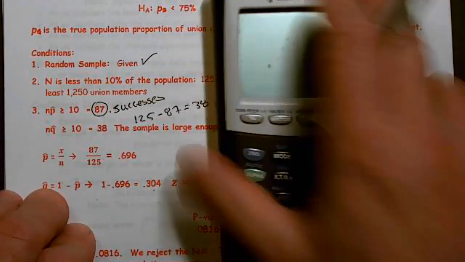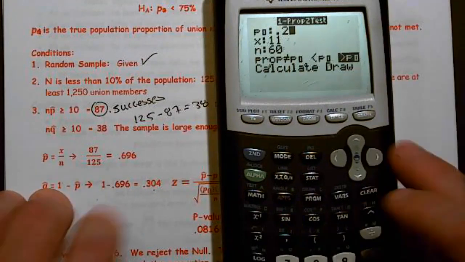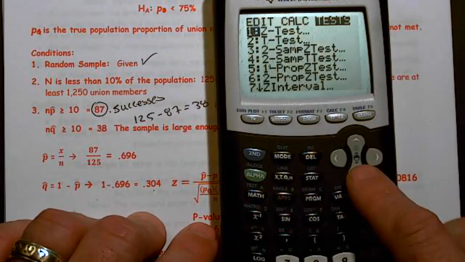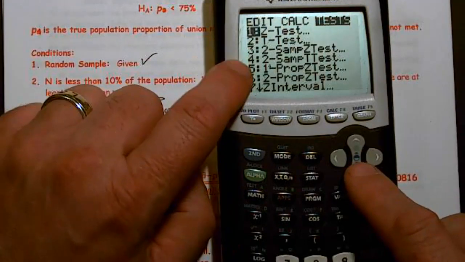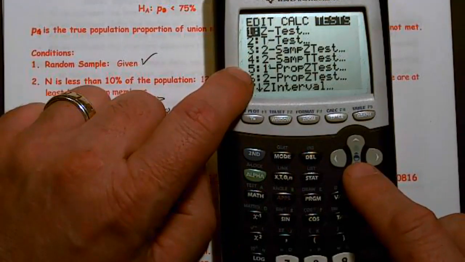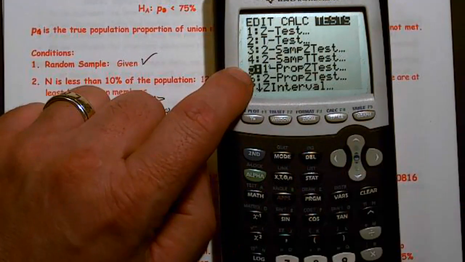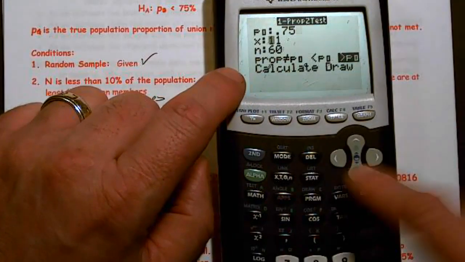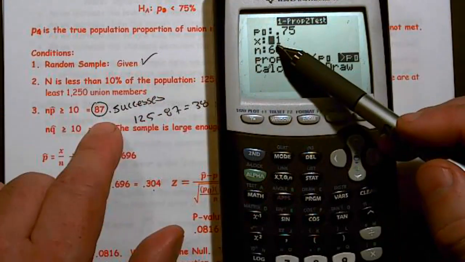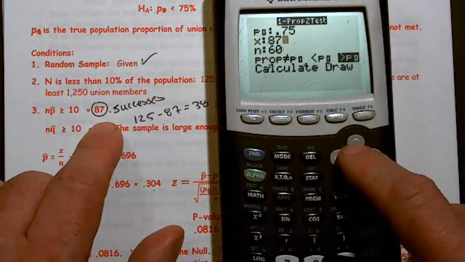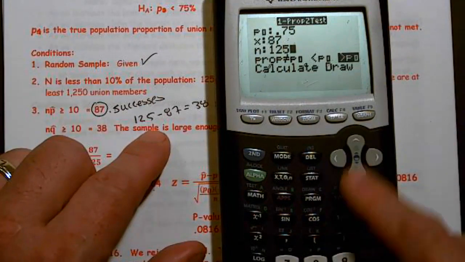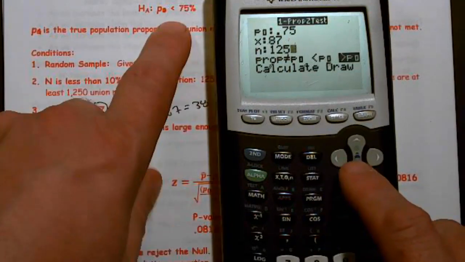So here we go. We're going to set this up. Stat, test, and we're going to drop down to number 5, which is 1-proportion z-test. Well, our claim was 0.75. We had 87 people who said they would strike. That's the number of successes. And then our population was size 125. And we had a less than symbol.